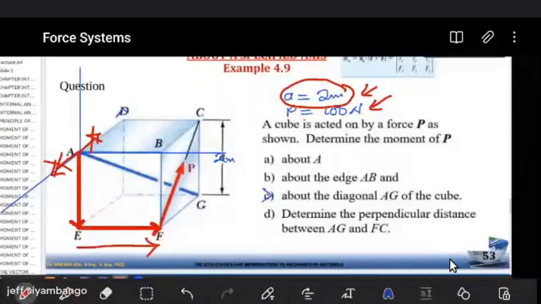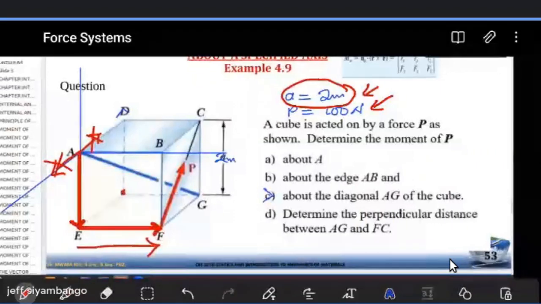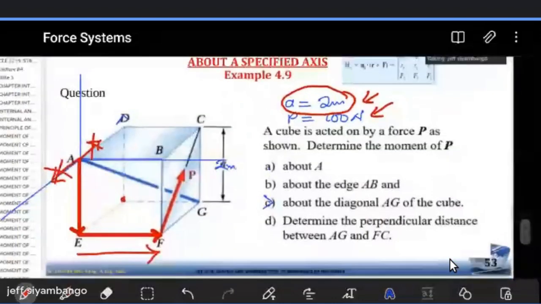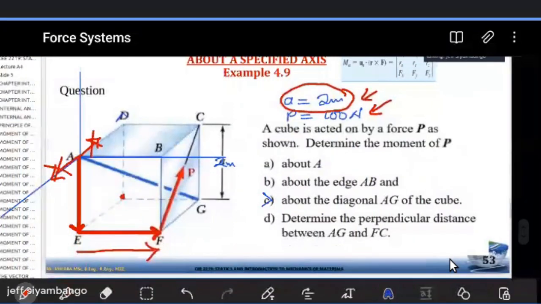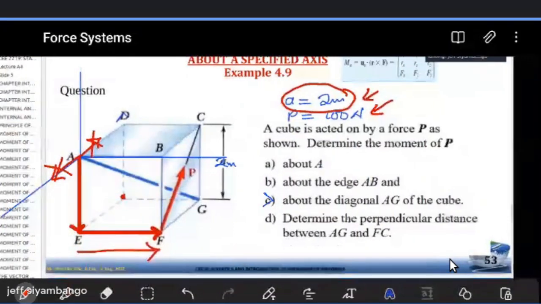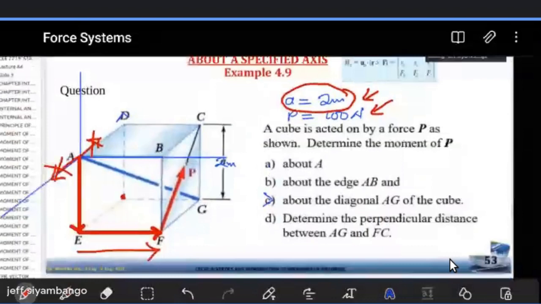If you are to put it somewhere here, yeah, it will still be okay. You'll still actually come up with the same results as we are doing. All right, okay.